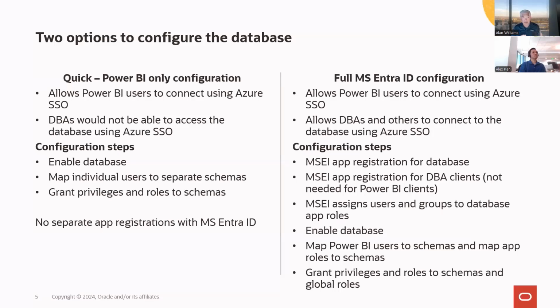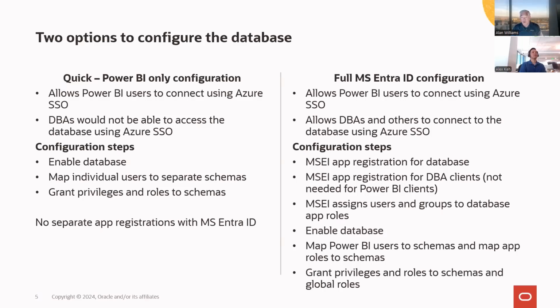You just enable a database. You map the individual users, the Power BI users, to separate schemas, and grant privileges and roles with schemas. And this is the cool thing: that access token, that identity token, is not the Power BI identity, it's the user identity. So the authorization in the database is managed and controlled within the database. They don't get to see everything, it's just what they're allowed to see. And the neat thing with this configuration is there are no separate app registrations with Entra ID. This can be done completely by the DBA in the database, and on the Power BI side.